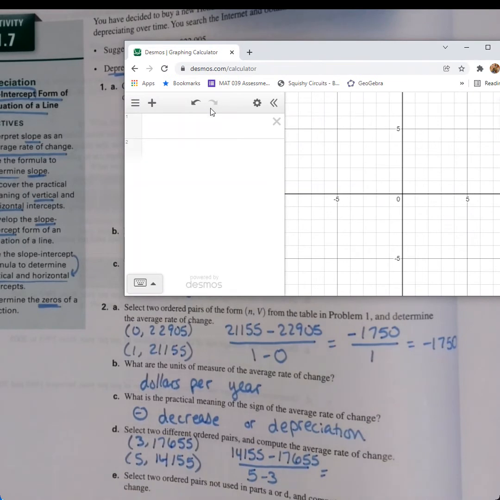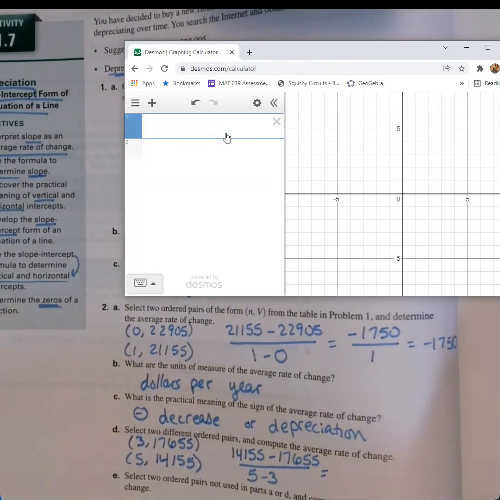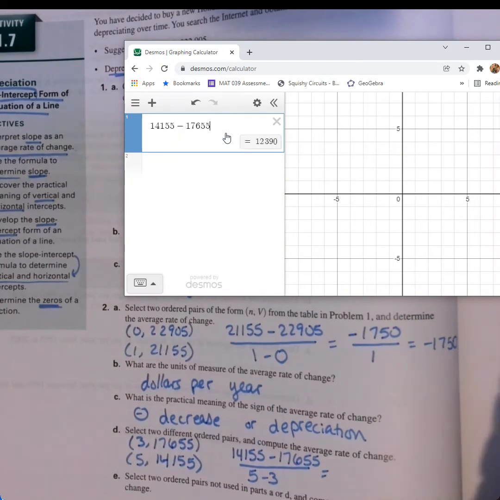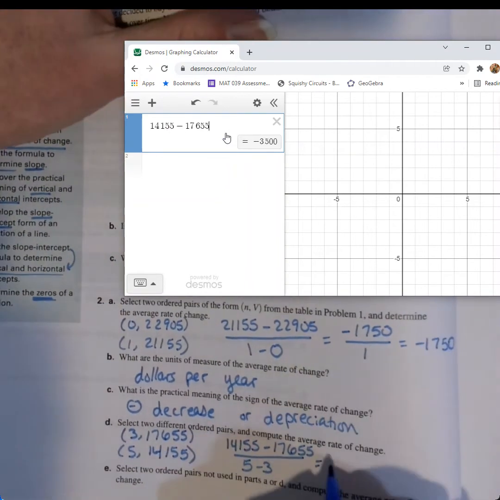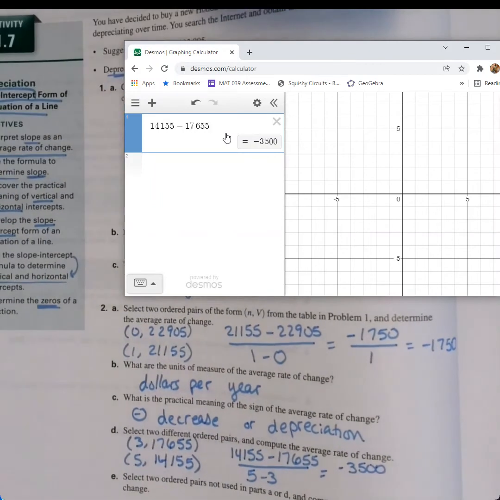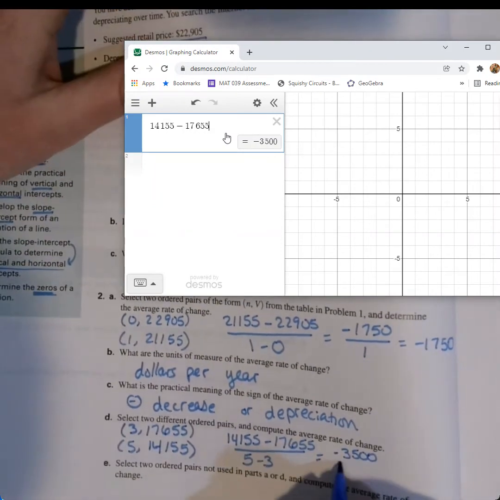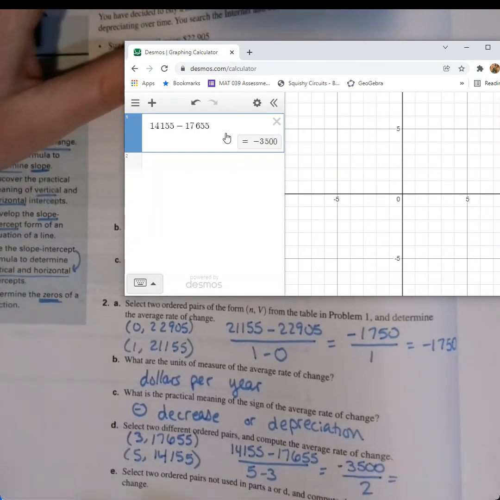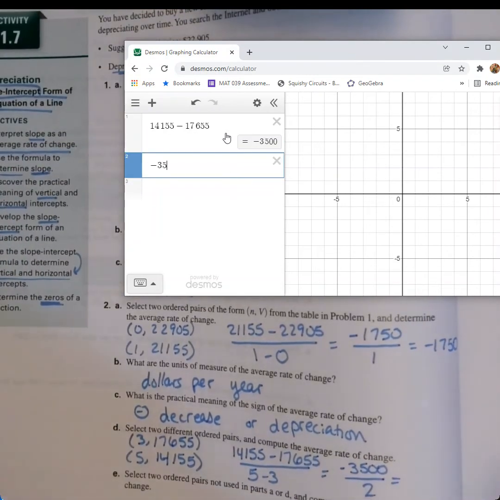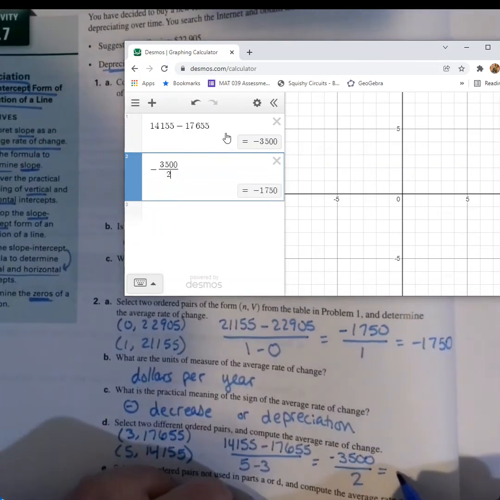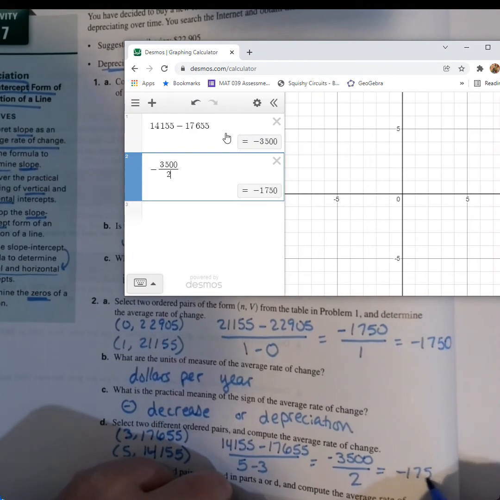So if we do the difference on the top, our 14,155 minus our 17,655, that gives us negative 3,500 divided by 5 minus 3, which is 2. And if we finish the division, we will get negative 1,750.